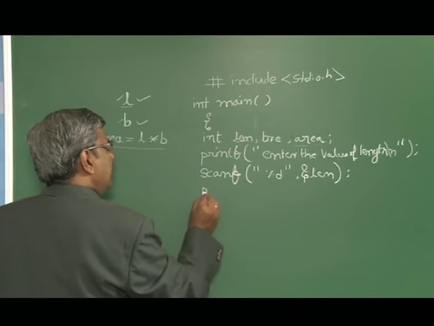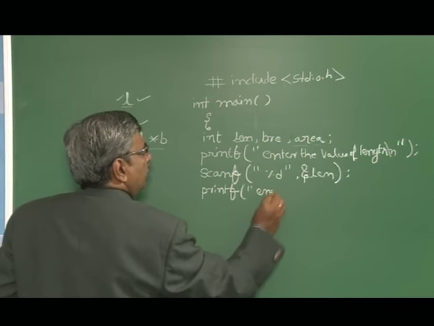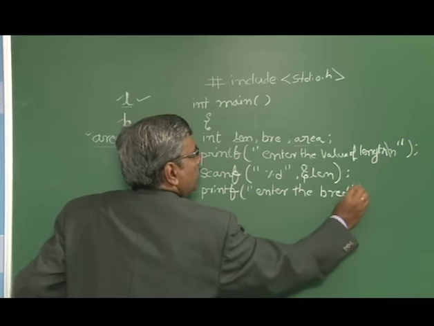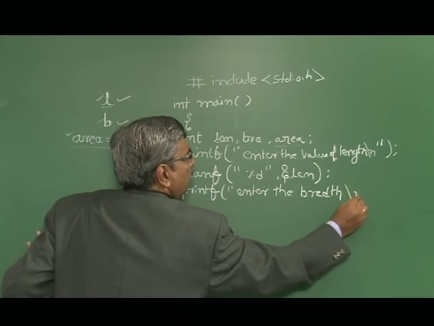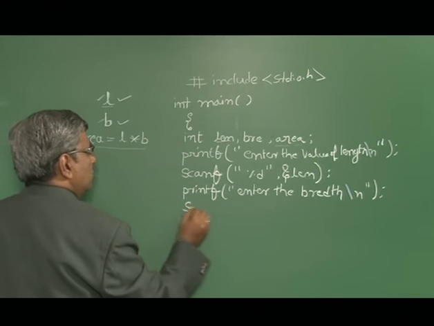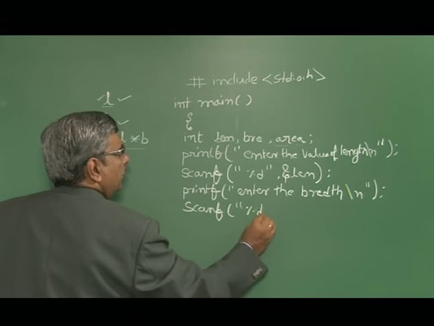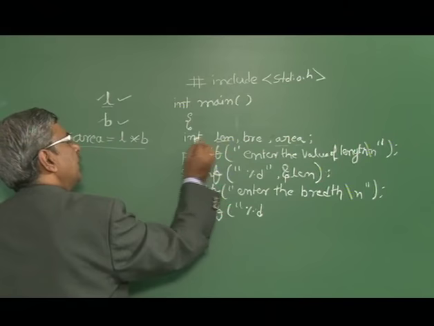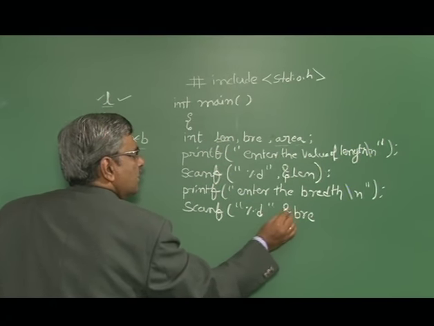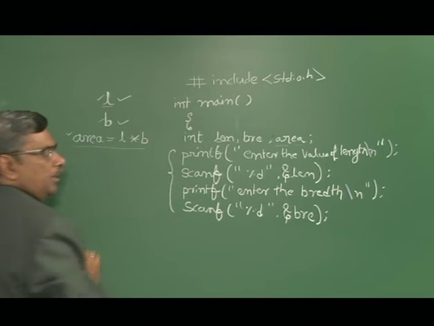Next, you have to read the second value by making use of the printf statement, "Enter the breadth", \n. If you use \n, the control goes to the next line and reads its value. Scanf, %d. This is also %d because it is of type integer. Now you are reading that variable and you have to assign the ampersand. So the reading process is over.